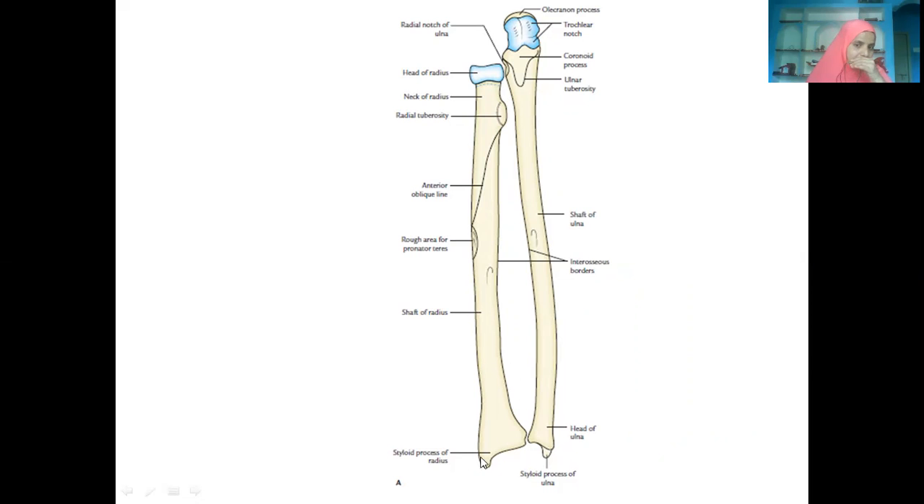Now the lateral surface is projecting downwards to form the styloid process. Styloid process we find in some other bone also, no? The skull bone. So we will see styloid process in the radius, in the ulna, in the skull bone. Sometimes styloid process itself can be a 3 marks question.